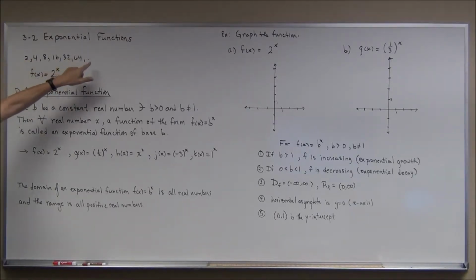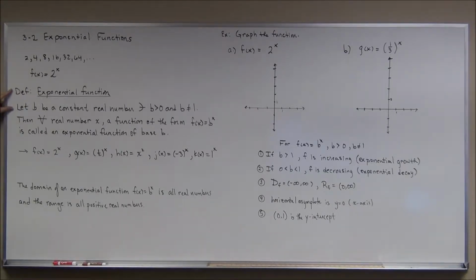This pattern of numbers, this geometric series of numbers, can be described in this function here, f of x equaling 2 to the x, where x is a positive integer. But what we're going to do is expand what x is, and we're going to allow x to be any real number, and that's when we get what we call an exponential function.